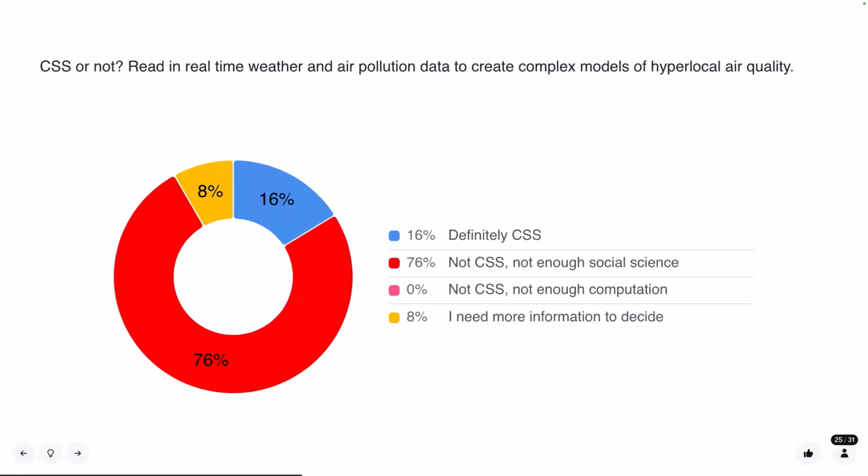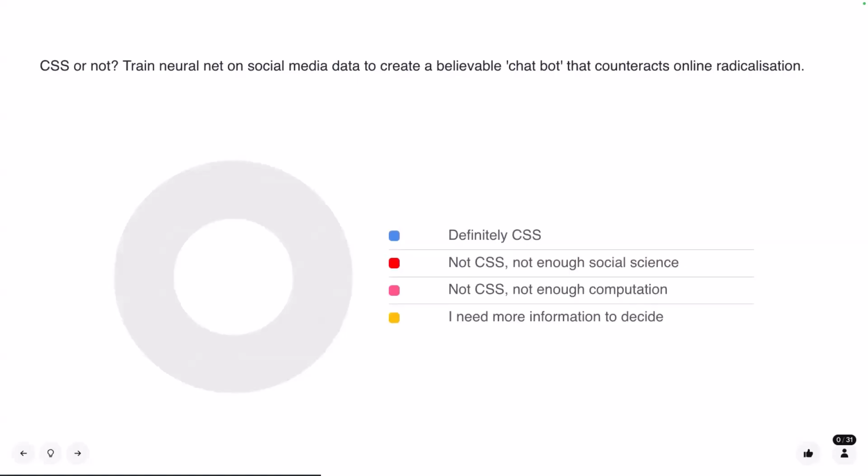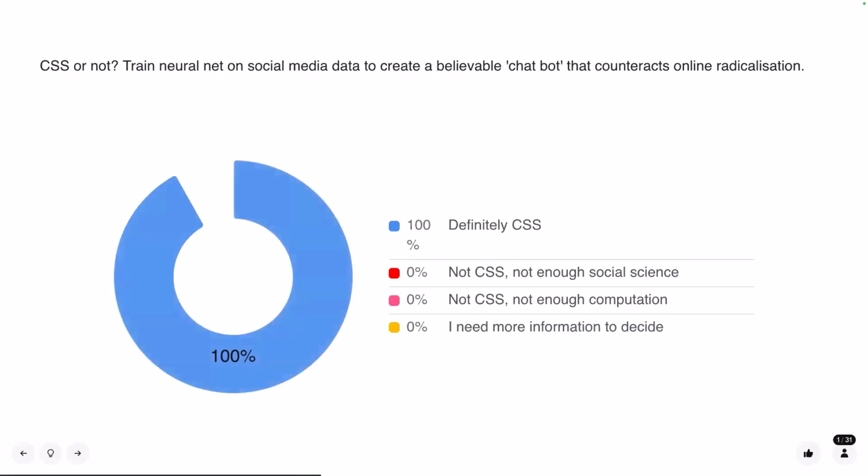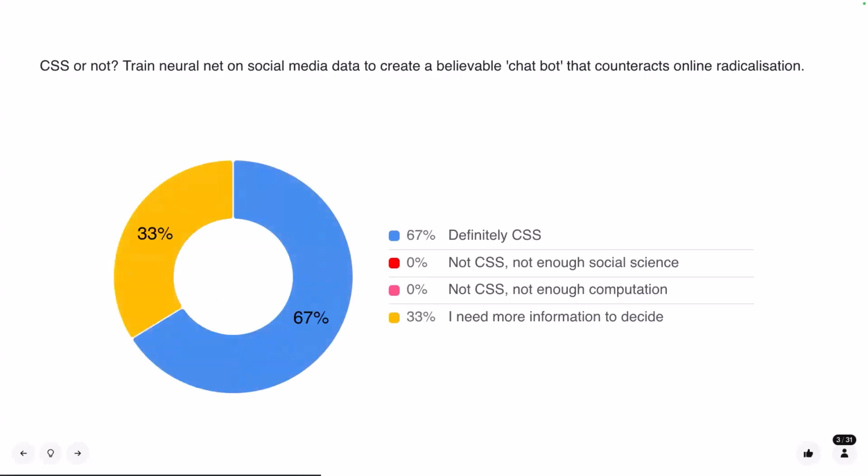Okay, so let's go on to our last case. What we're looking to do here is train a neural network on social media data, and the aim of doing so is to create a believable chatbot that counteracts online radicalization. So what do we think? Is this a computational social science project or not?